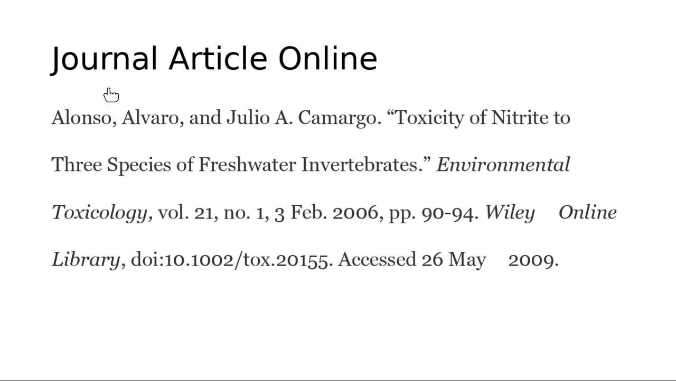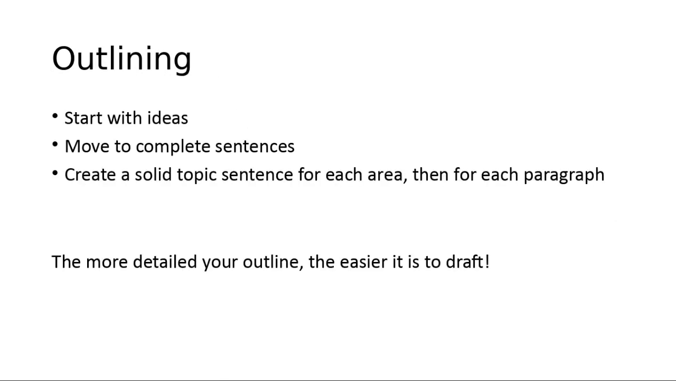All right, so here's an example of a journal article found online. So we've got two authors. When you have multiple authors, you only need to invert the first author's name. Title of article, name of publication, volume, issue, date, pages, database, digital object identifier, if available, date of access. Okay, this is an old example, obviously, because you see it's accessed in May of 2009.